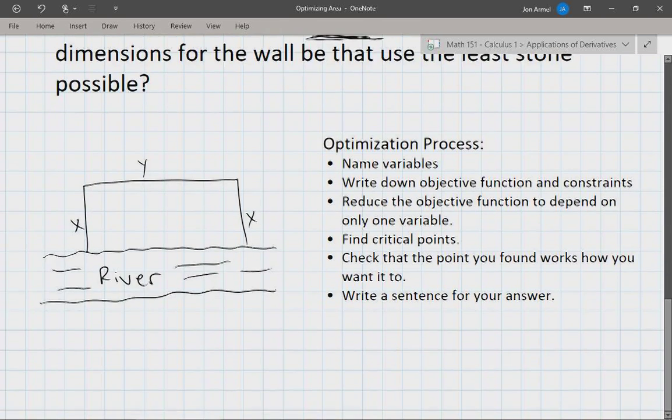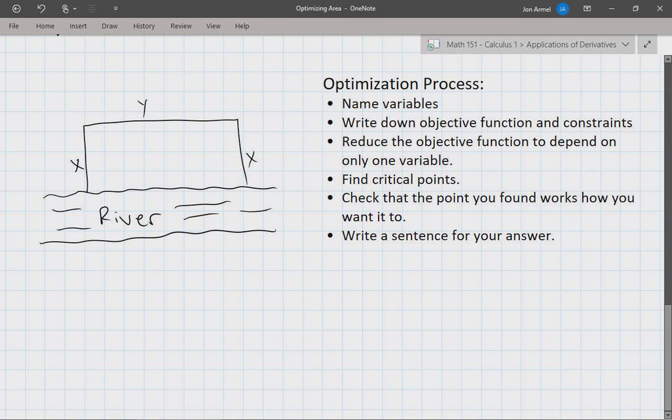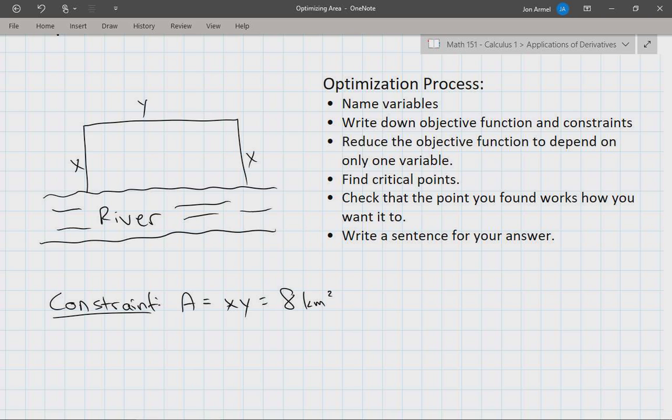It really is. Okay, so now I want to write down the objective function and the constraints. Well, the constraint is pretty easy, so let's start with that. I'm told that the wall must enclose 8 kilometers squared. So let's say that the area equals xy, of course, that's the area that we're enclosing, and that has to equal 8. And I guess I'm going to keep track of the units here, because why not? But usually the units will work out, and you can just put them in at the end, at least in math class. But sometimes it's nice to be careful.